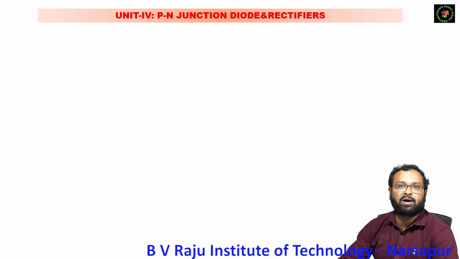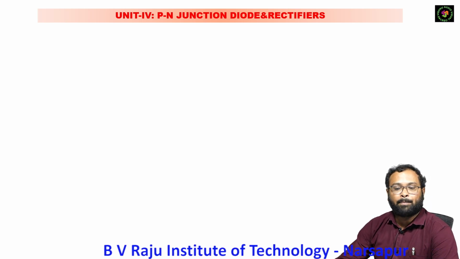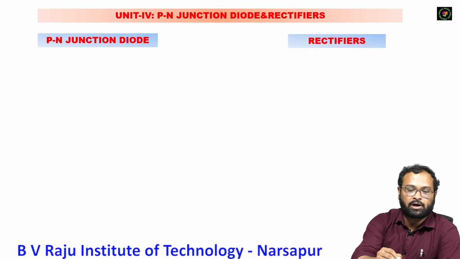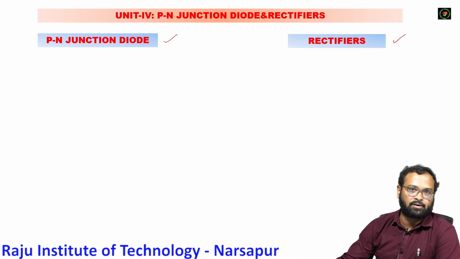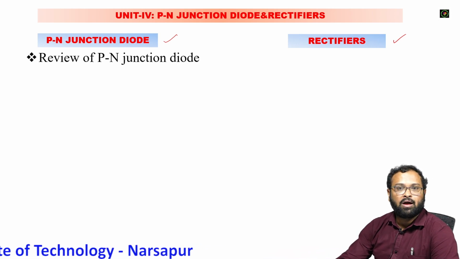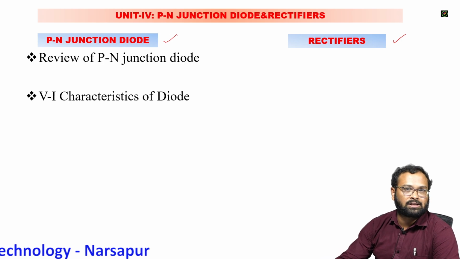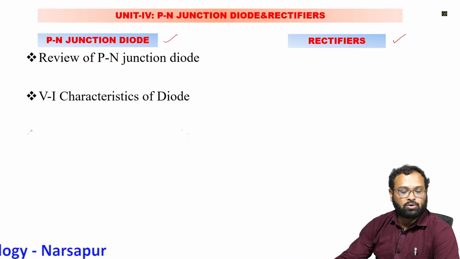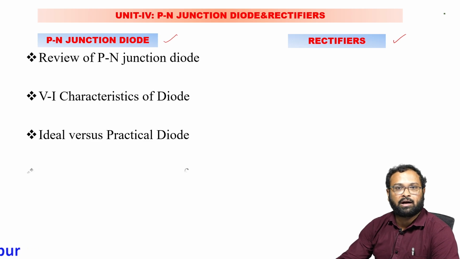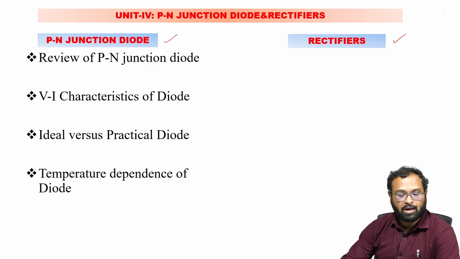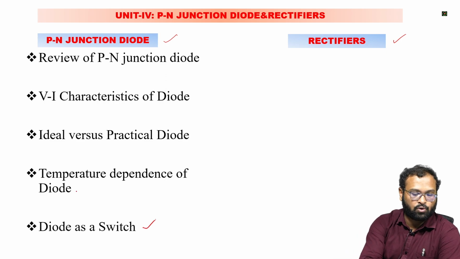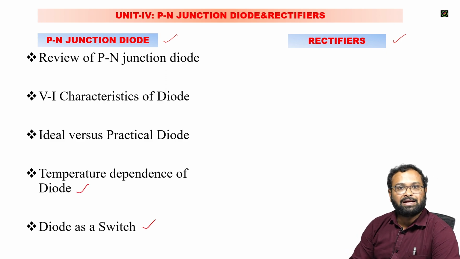In the electronics part, we will mainly cover the PN junction diode and rectifiers in chapter number 4. The PN junction diode's application is rectification. In the PN junction diode, we will review the basics, and then we will see the VI characteristics of the PN junction diode, the differences between a practical diode and an ideal diode, how the diode acts as a rectifier, and the temperature dependence of the diode. These are the topics we are going to deal with for the PN junction diode.